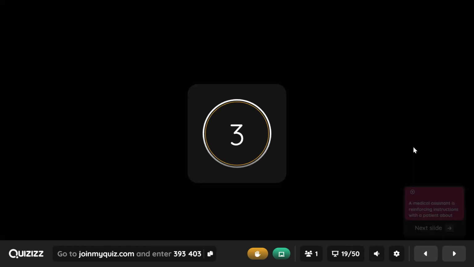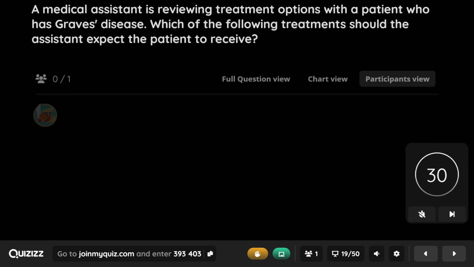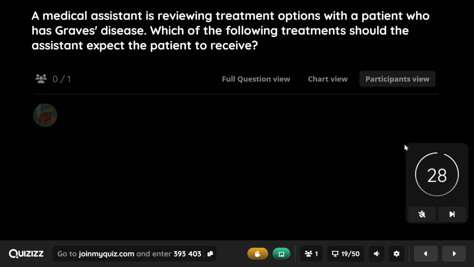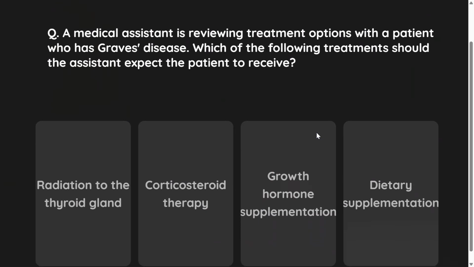All right, y'all, next question. Here we go. A medical assistant is reviewing treatment options with a patient who has Graves' disease. Which of the following treatments should the assistant expect the patient to receive? Radiation to the thyroid gland, I couldn't even get the word out. Corticosteroid therapy, growth hormone supplementation, or dietary supplementation.